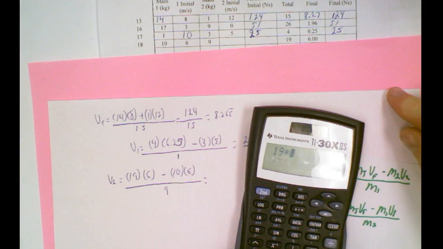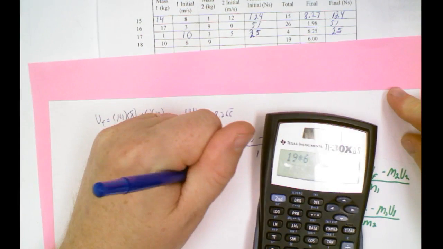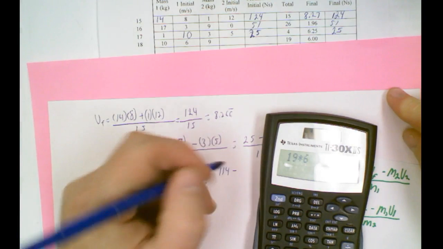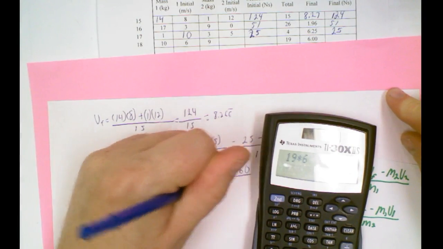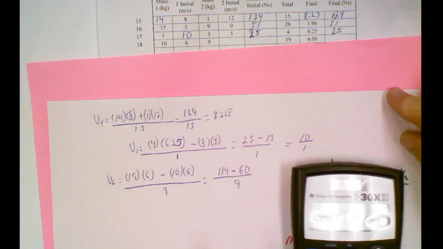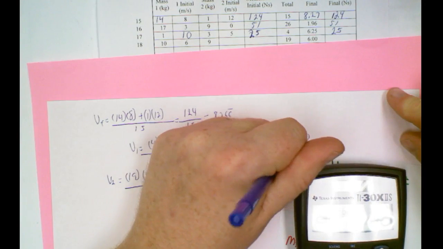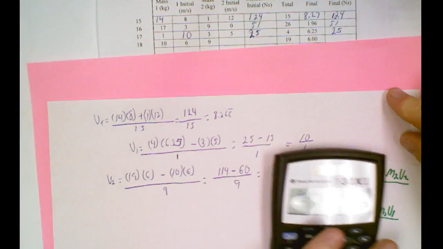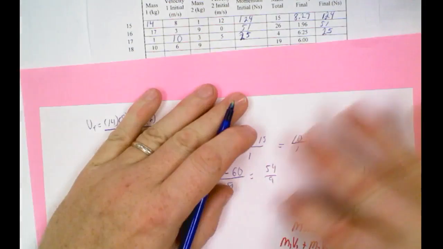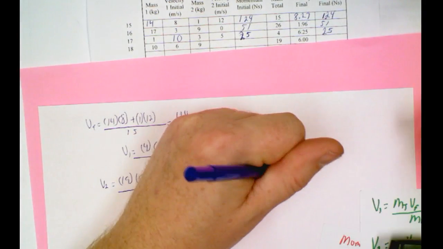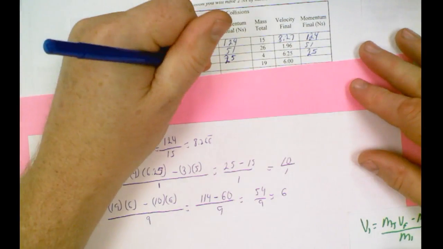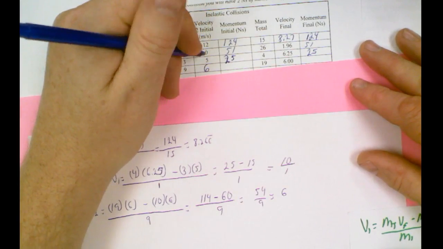19 times 6 is 114 minus 6 times 10 is 60. Divide by 9. 114 minus 60 is 54. Divided by 9. Divide by 9. And I better get the same 6. And besides that, I kind of remember these multiplication tables that I memorized. I think it was 4th grade. And I get 6. So this number better be 6.